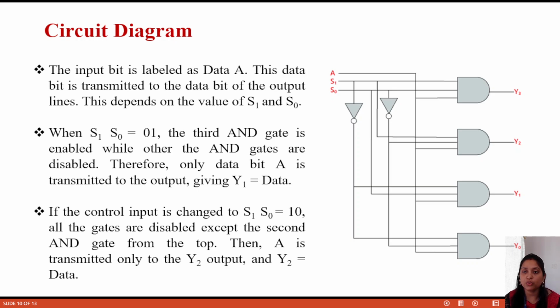All of you, just go to my logic gates videos. There we have clearly explained how to draw from the expression, any expression, by using logic gates. Okay, so this is the circuit diagram of the 1:4 De-MUX. Now I am talking about how it basically works.